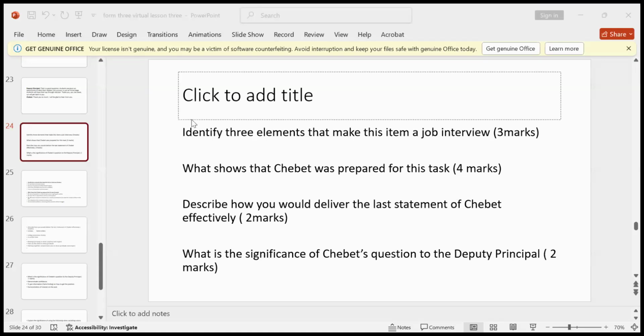Chebet's willingness to become a leader despite the position she's been given. That shows that she's prepared. Yes. Okay, let's go on. Thank you. We will mark these answers, and I hope that you have written them and you can see out of the 7 marks what you would have gotten.